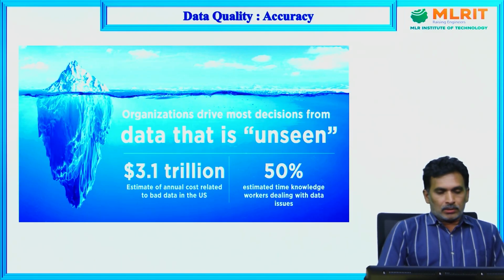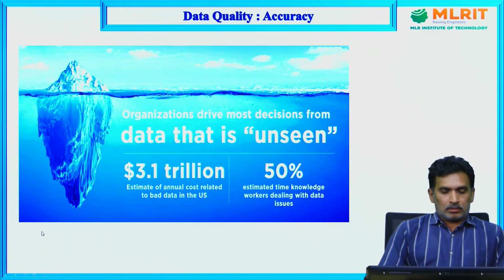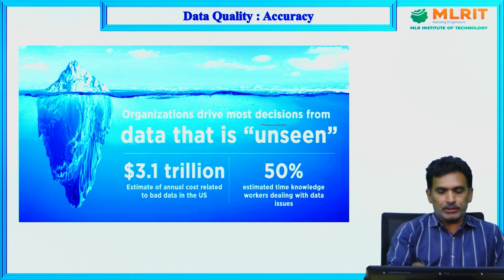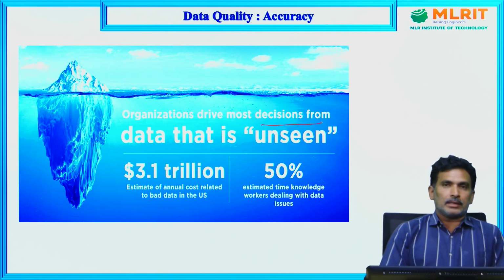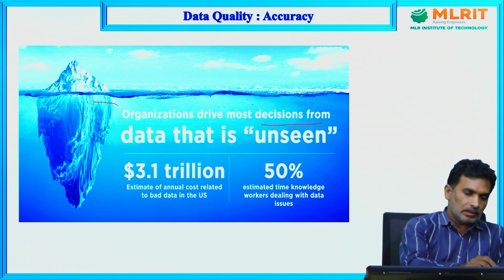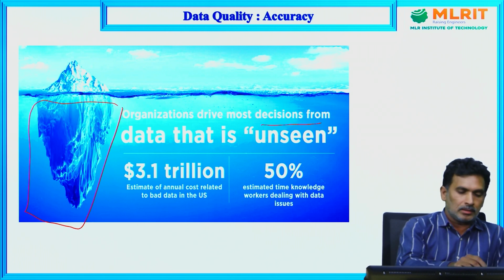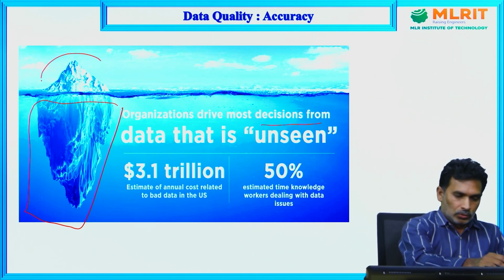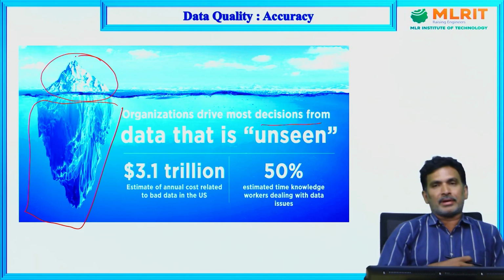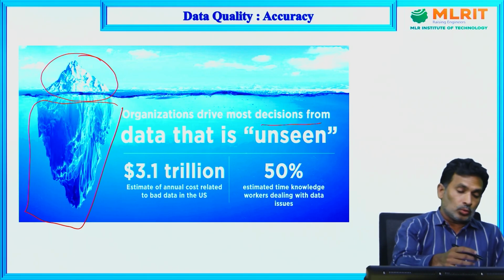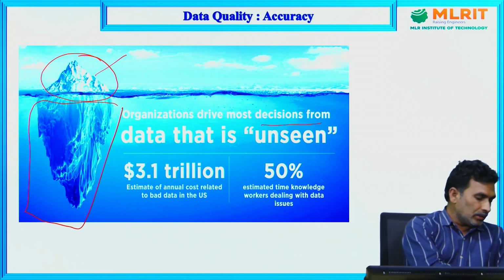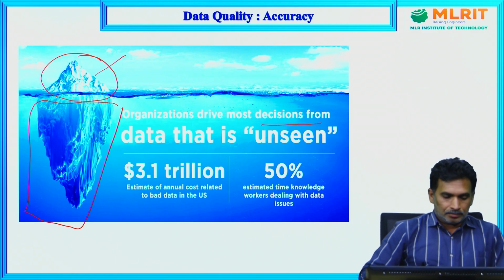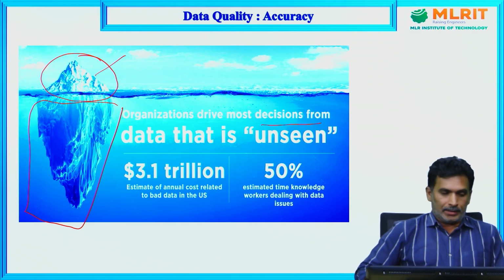And next, most organizations drive most of their decisions from data that is unseen. This is the data which is unseen for most organizations. So we mostly predict, or do some kind of analysis, only on the seen data, not on the unseen data. So that is the major problem with data quality.